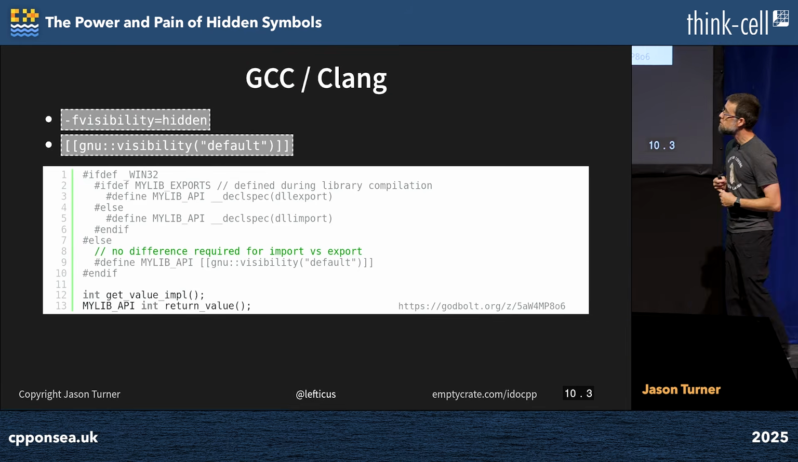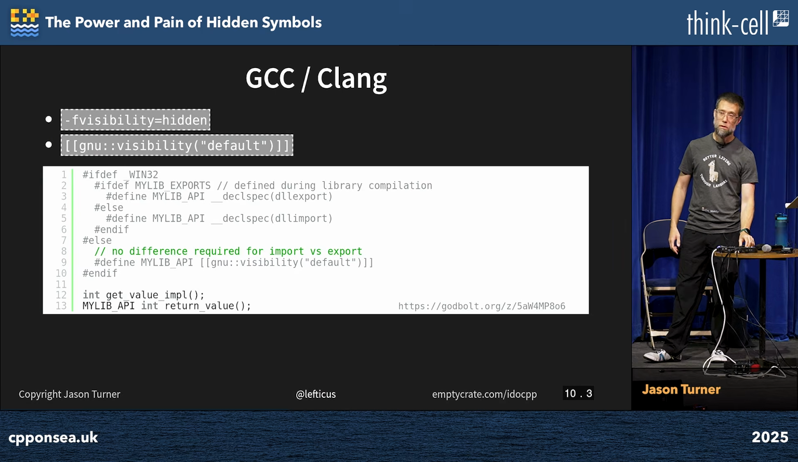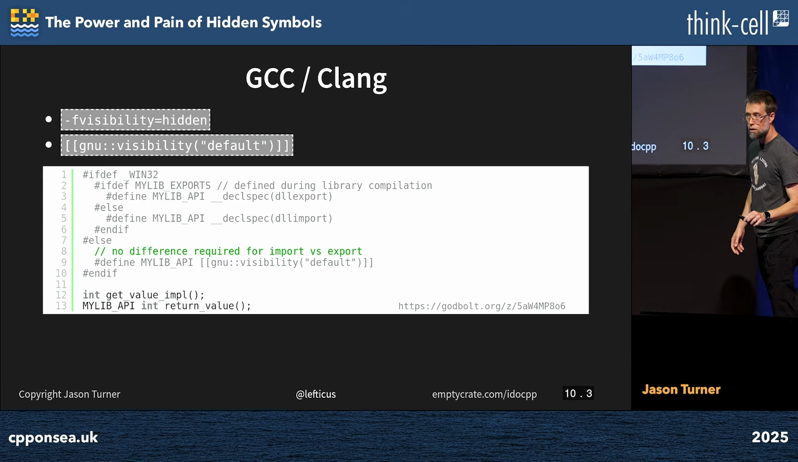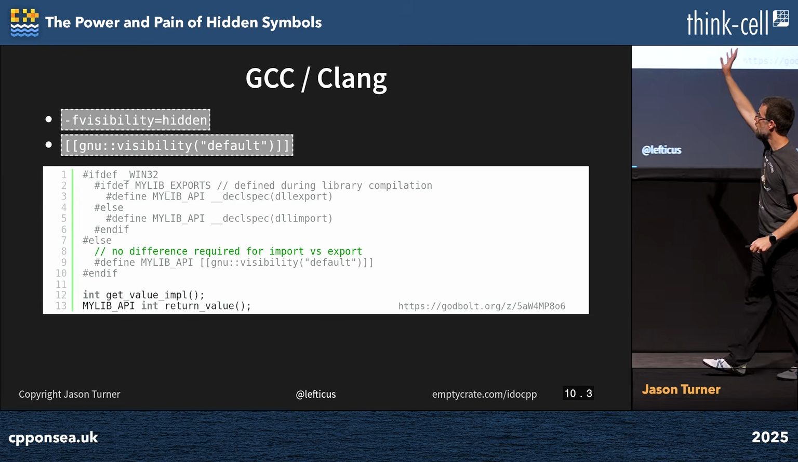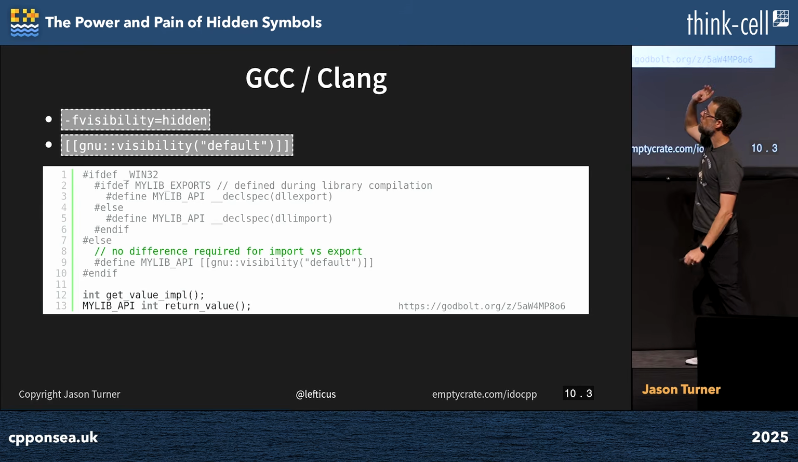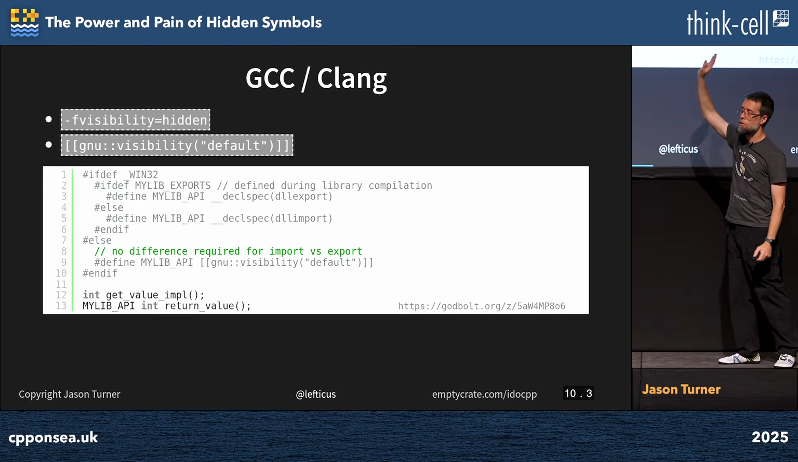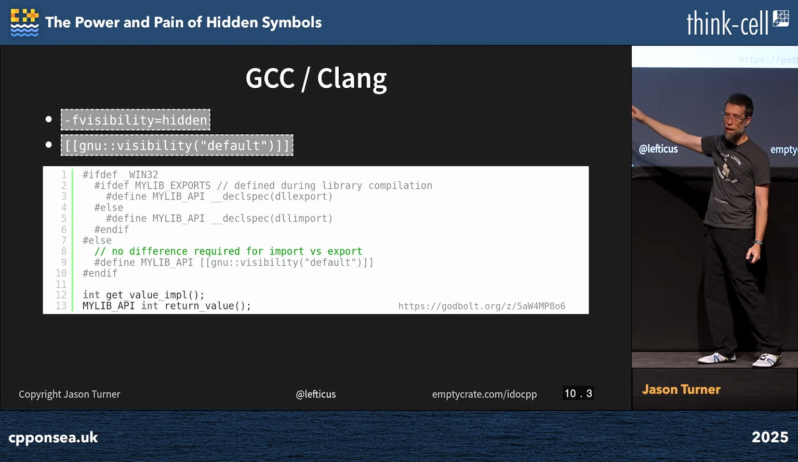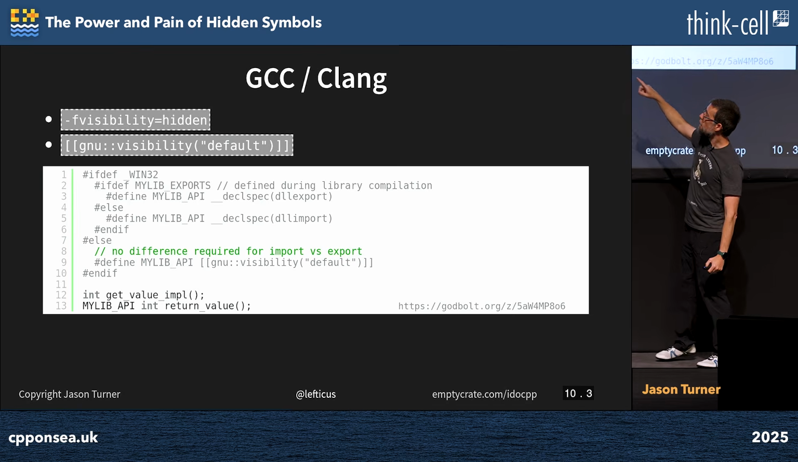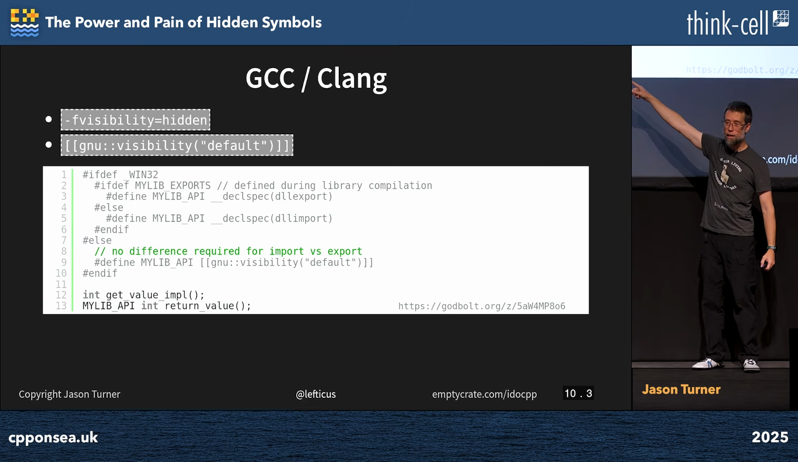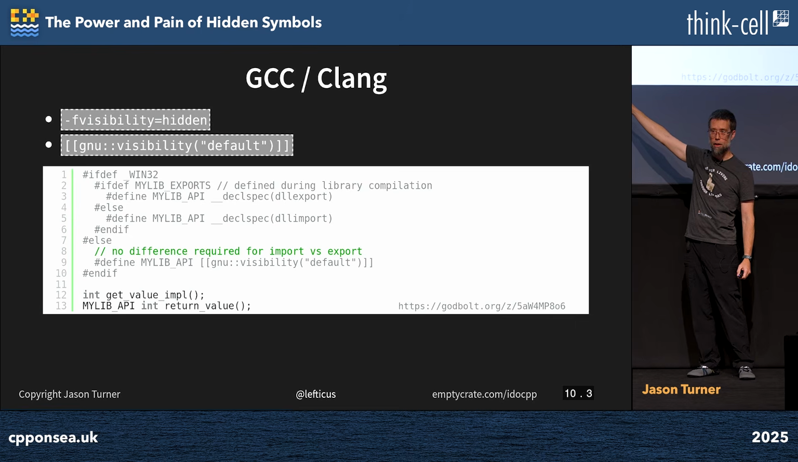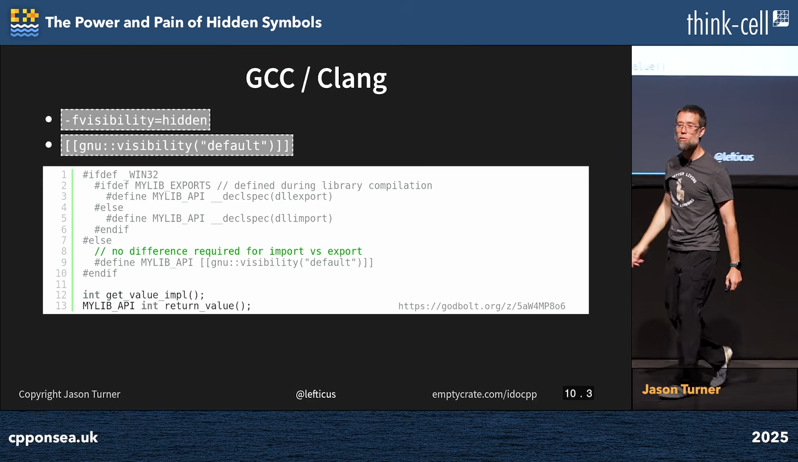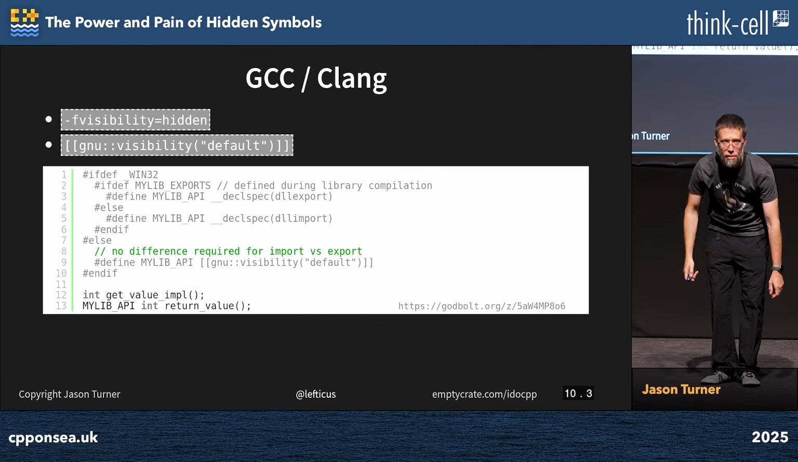OK, so -fvisibility=hidden to make the symbols hidden by default, and then GNU visibility default. There's several different ways to do this. This is the attribute way to do it. And now I actually do something on line 9 of my macro. Who has the line 9 that actually does something in their cross-platform shared library code? Only one person. The rest of you are going to blow your minds in a minute.